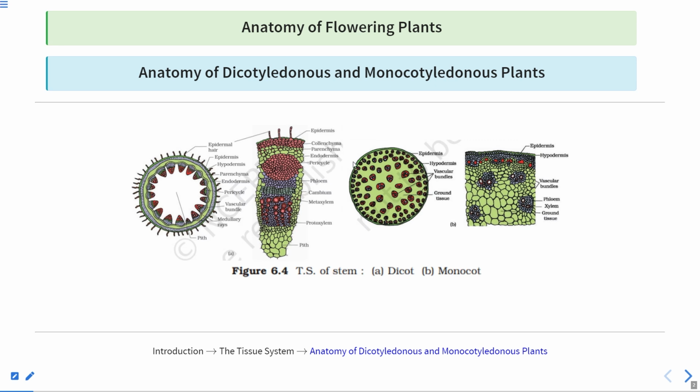Now, if you see the monocot stem, the monocot again has the epidermis, and below the epidermis there is a hypodermis. Okay, and the vascular bundles are scattered. Vascular bundles are scattered all over the stem region. It is not showing any ring-like arrangement. It is scattered all over the stem. So here you can see the dicot and monocot stem.